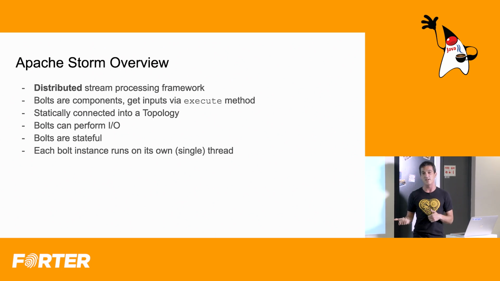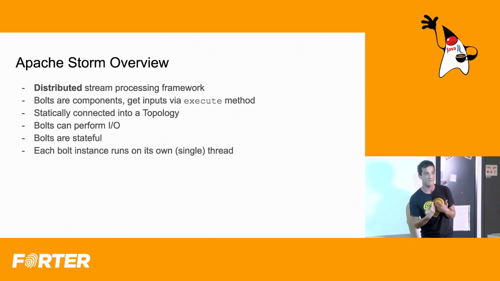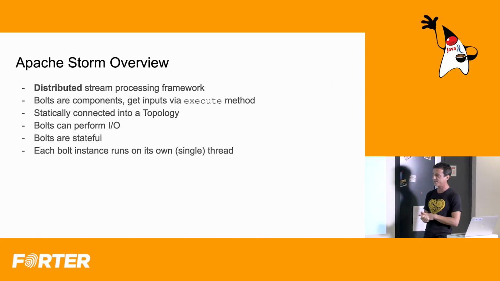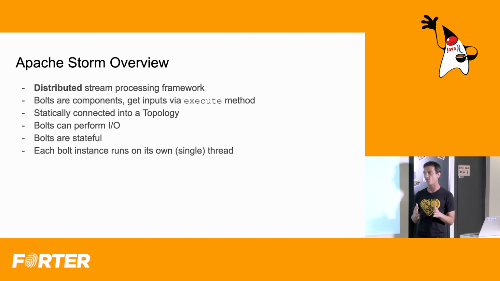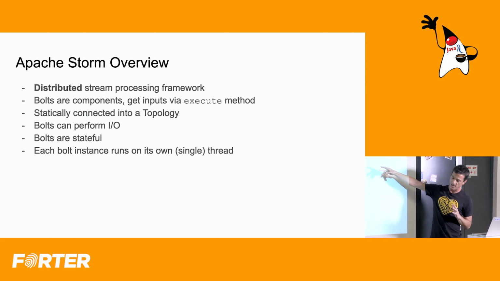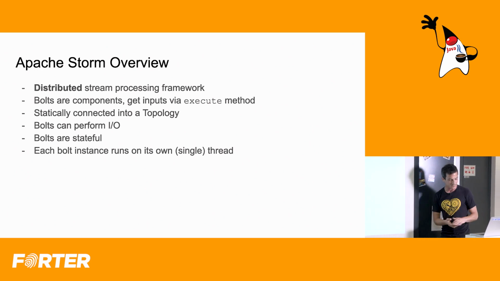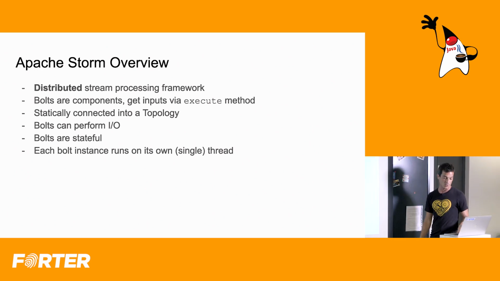Bolts are stateful, which means that they are just objects, instances of classes, and they have fields that they keep. That's their state. And each bolt instance has its own dedicated thread, which, if you join that with the previous point that they are stateful, means you don't have to worry about concurrency. You don't have to worry about synchronizing access to your fields when you're implementing a bolt, because only one thread is ever going to execute that code. So no race conditions. That's just what Storm gives you.